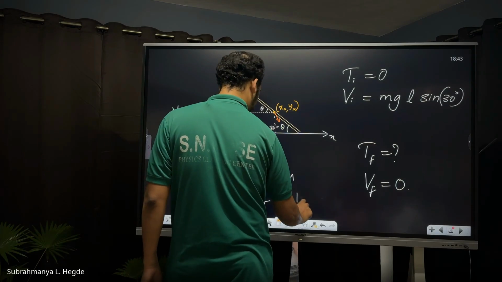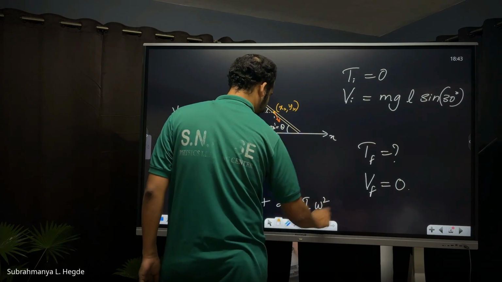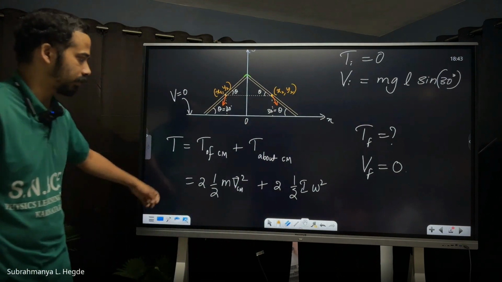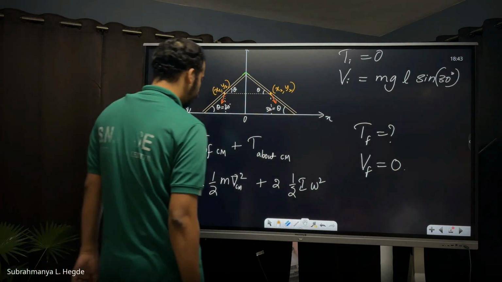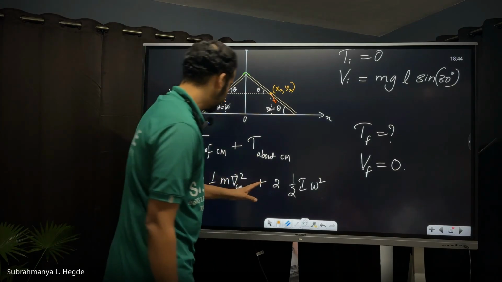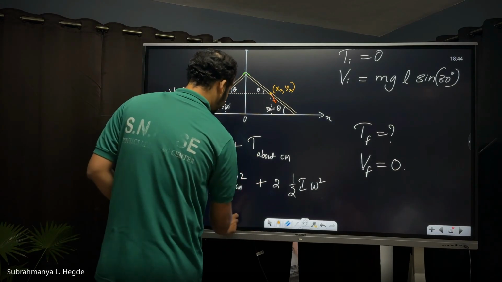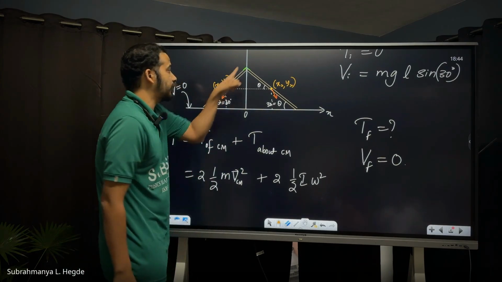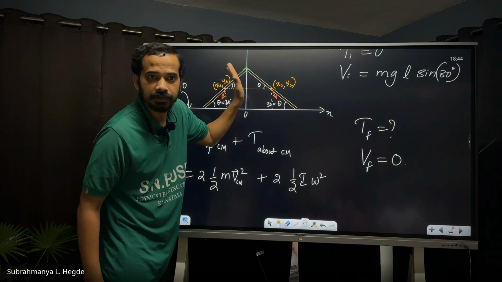2 times, half I omega square. Now whatever v here, you see this one: that v is the velocity of the center of mass, not the velocity of the hinge.